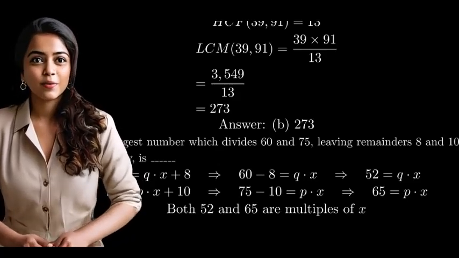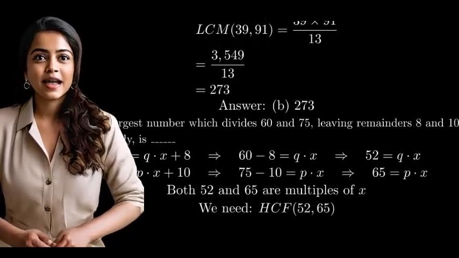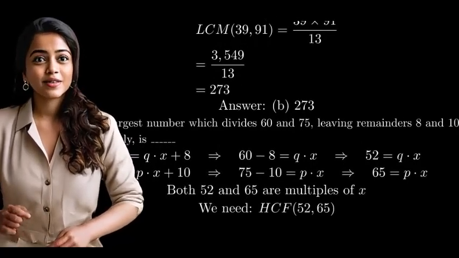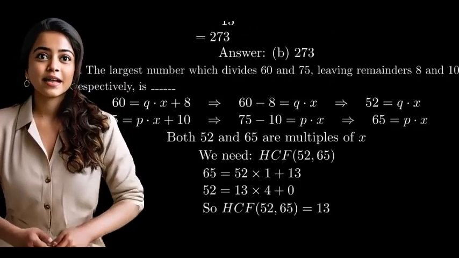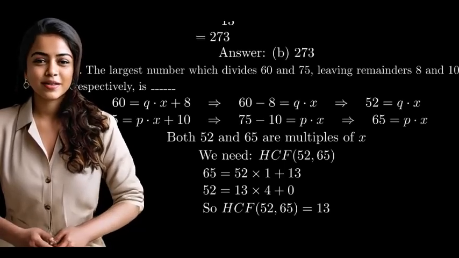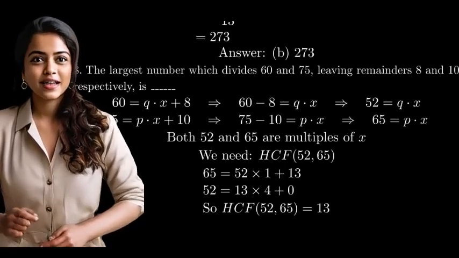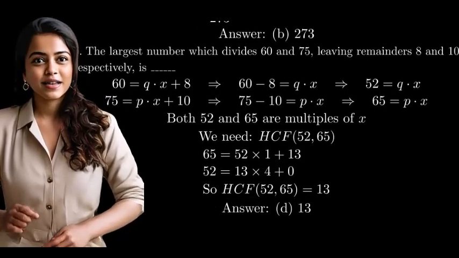Since we want the largest such number x, we need to find the highest common factor of 52 and 65. Let's find the HCF using the Euclidean algorithm. 65 is equal to 52 times 1 plus 13. 52 is equal to 13 times 4 plus 0. So the HCF of 52 and 65 is 13. Therefore, the answer is D, 13.